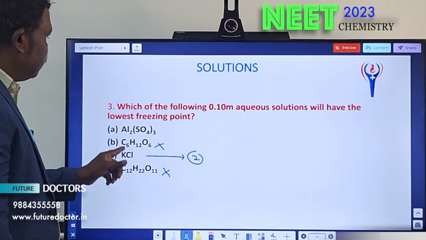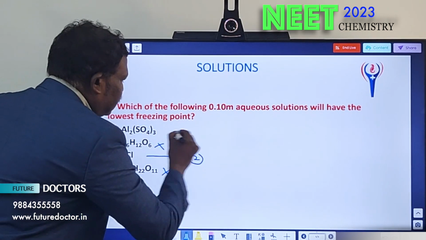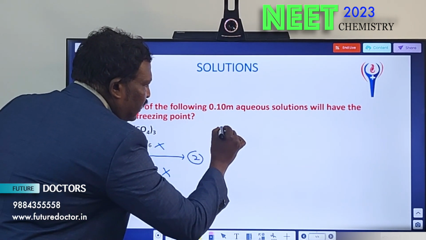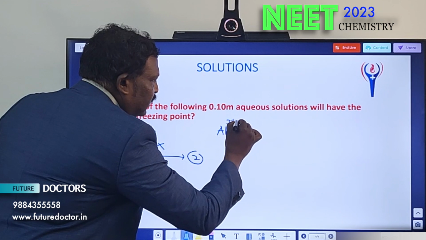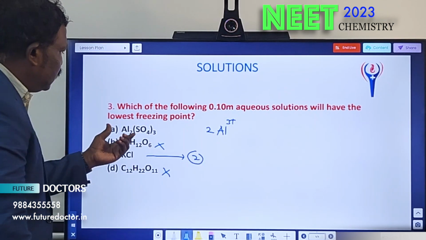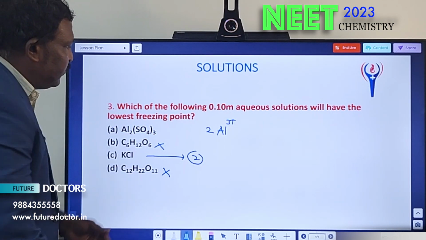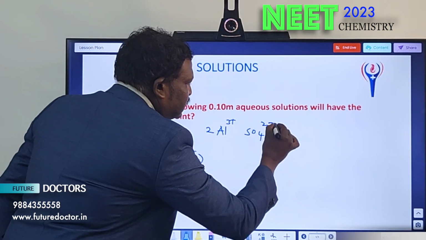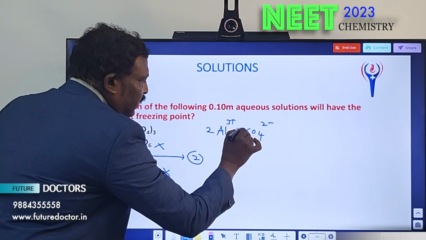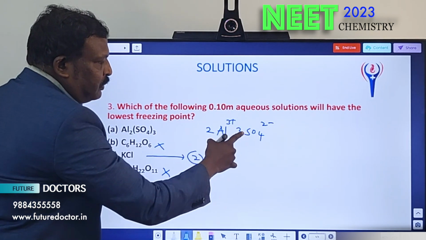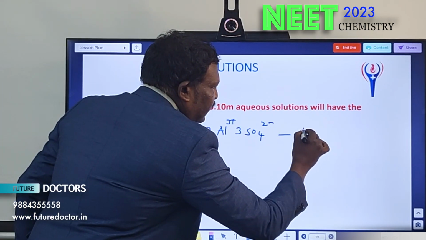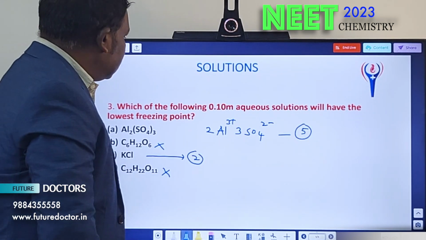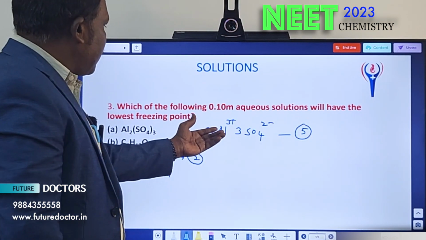It forms how many ions means, how we can split this one? Aluminum sulfate, Al3+. How many Al3+? 2 times. So 2 aluminum ions will be formed. SO4 charge is what? SO4 2-, isn't it? How many SO4 2-? We have 3 times. So 2 aluminum ions plus 3 sulfate ions. Totally it forms what? 5 ions. Understood? Okay. So totally 5 ions.